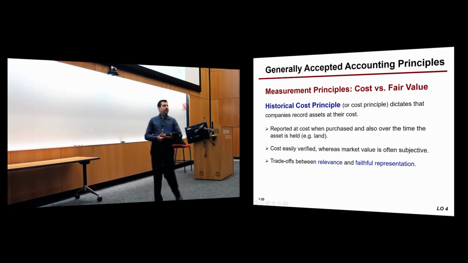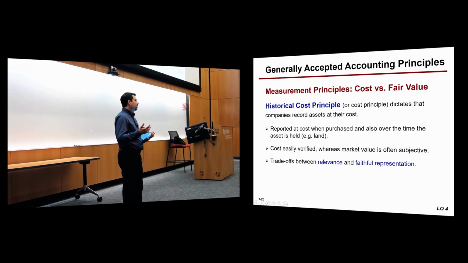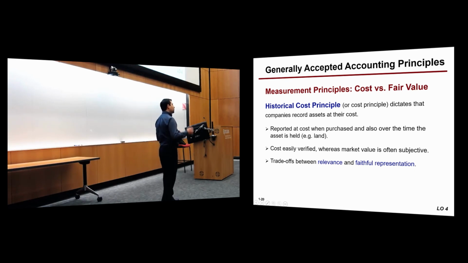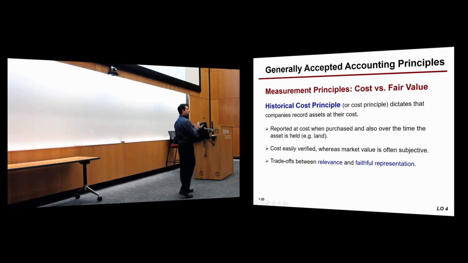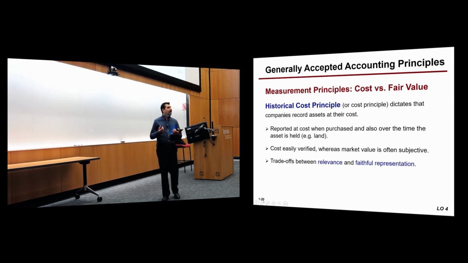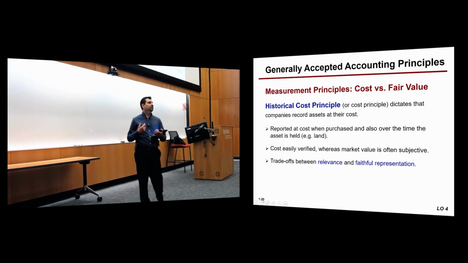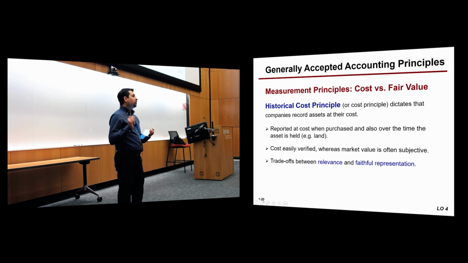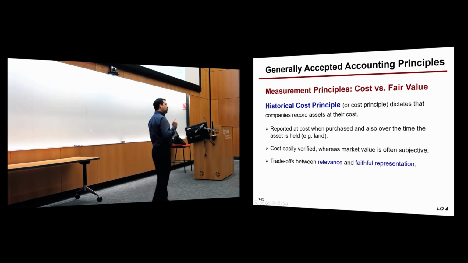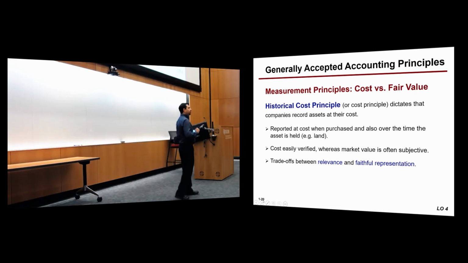Now, historical cost is basically you buy a truck, the company bought the truck for $30,000, they will keep reporting the truck as $30,000. They buy a building for $10 million. Even in 20 years, even if the actual market value of the building is 15 million, on the financial statements, the company will keep reporting the building at $10 million, at the cost of purchase. Why? Because it's easier to verify.